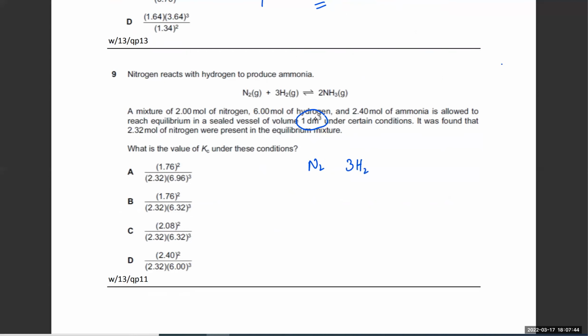तो अच्छा क्या दिया हुआ आपको? यू आर गिवन 2 moles ऑफ N2 इनिशियली, और इसको यू हैव टू डू इट क्विकली. ठीक है, 6 moles ऑफ H2 एंड यू आर गिवन 2.4 moles ऑफ अमोनिया. दीज आर इनिशियली मिक्स्ड. मैं वो हेडिंग्स भी नहीं लिखूंगा बिकॉज इट्स जस्ट रफ वर्किंग. ठीक है, तो इट इज फाउंड दैट 2.32 वर प्रेजेंट इन इक्विलिब्रियम. सो इक्विलिब्रियम के ऊपर 2.32 नाइट्रोजन है.